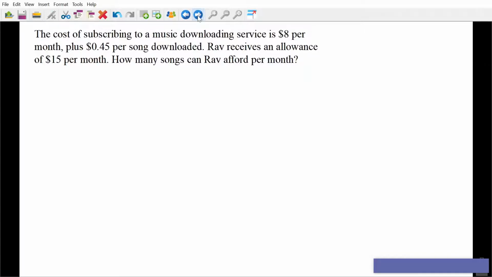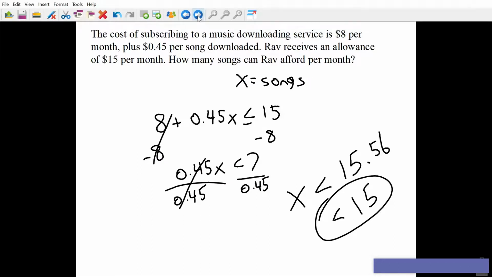Here's a problem-solving question. The cost of subscribing to a music downloading service is $8 per month plus 45 cents per song downloaded. Rav receives an allowance of $15 per month. How many songs can Rav afford per month? Please pause and give that a try. The answer is x is less than 15.